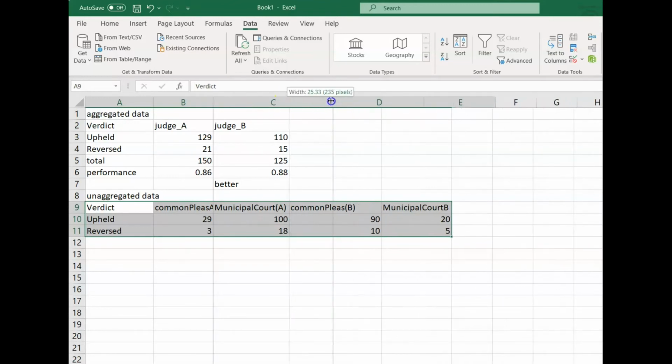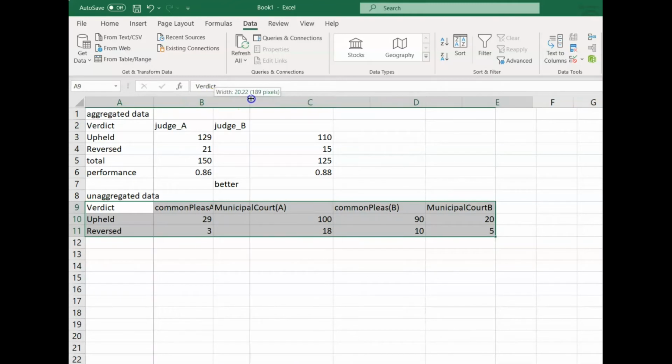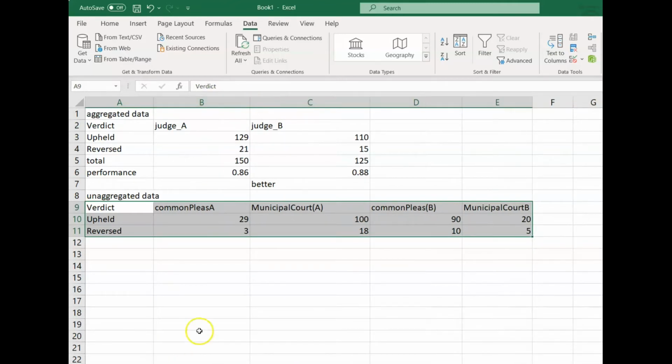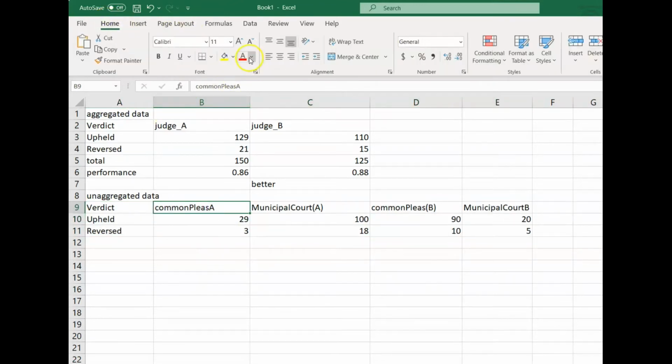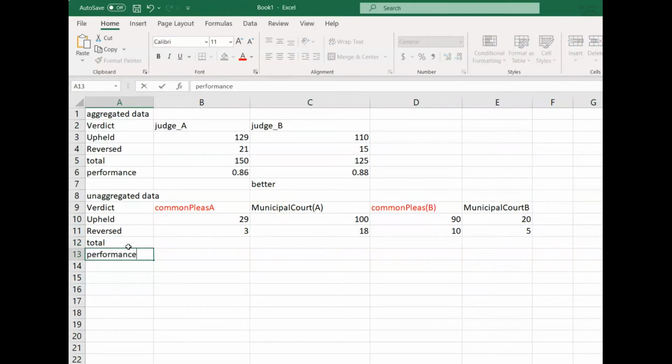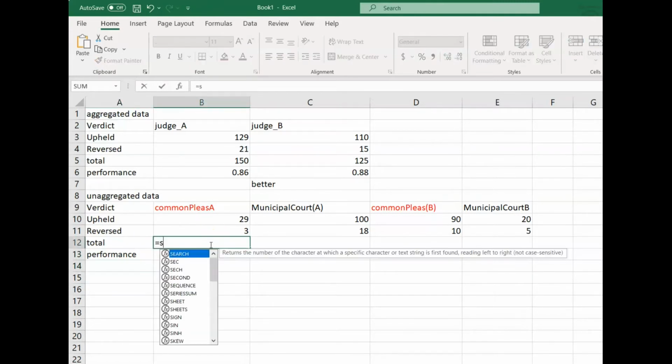So there are two types of courts. One is called common pleas for Judge A, and municipal court for Judge A as well. So column B, column C is simply for Judge A. Column D, column E is for Judge B. So we compare orange with orange. Then we calculate total and we calculate performance.